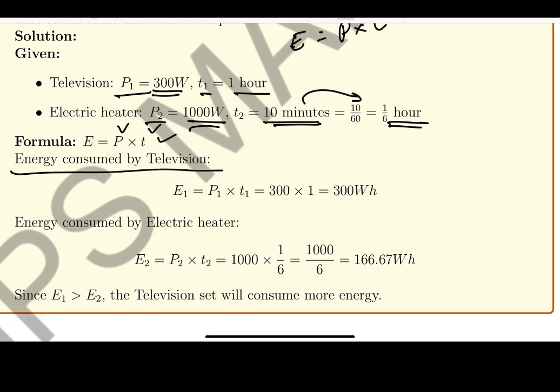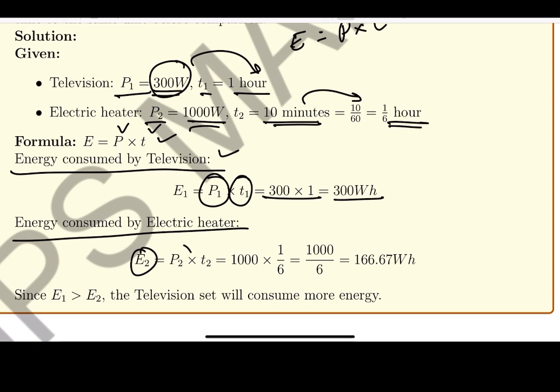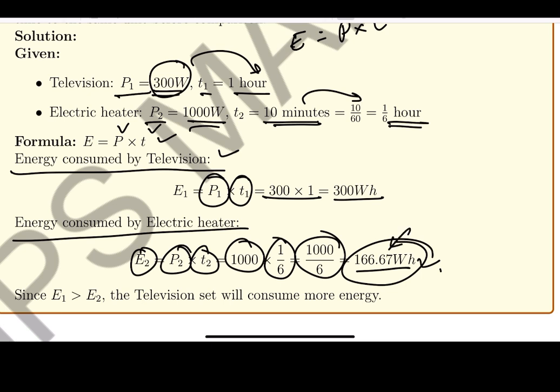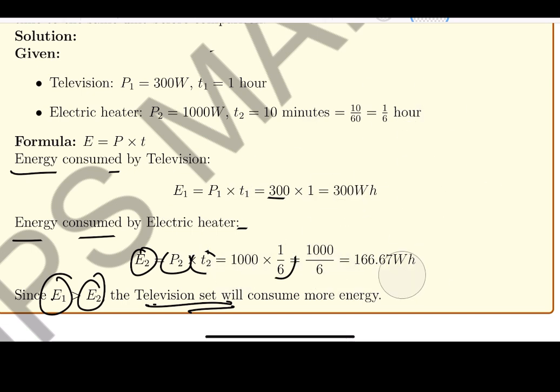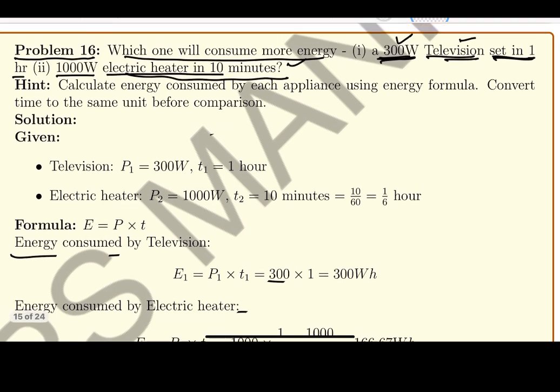Formula we know, energy consumed by television will be how much? Power into time. So it will be 300 watt hour. Whatever energy consumed by electric heater, E2 is power into time, 1000 watt into 1 by 6, it will be 166 watt hour. Which one is more, this one or this one? Obviously this one. So E1 is greater than E2, so television set will consume more energy. Energy depends upon time, so it will consume more energy. I hope you understood this.